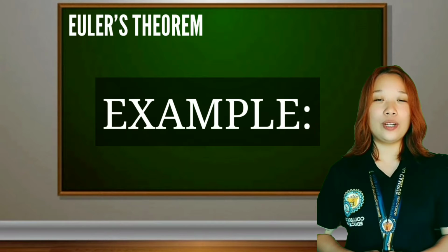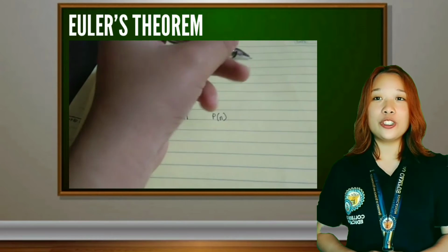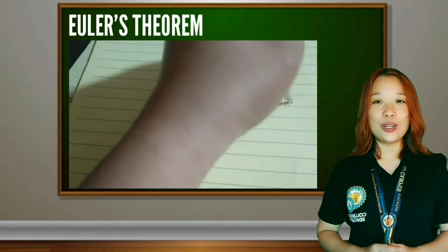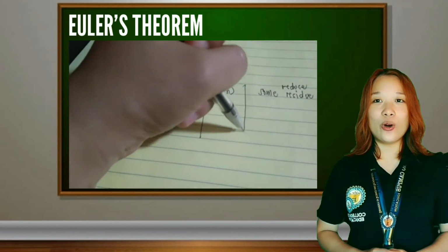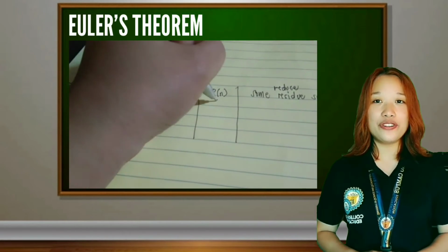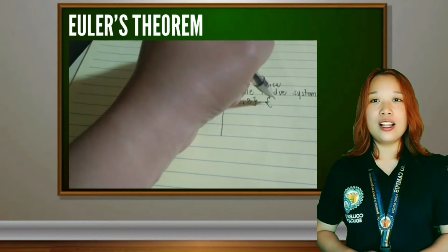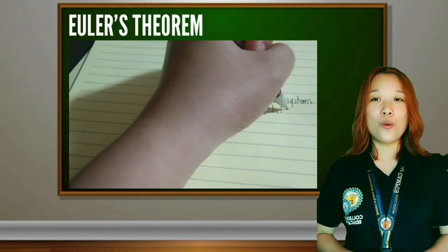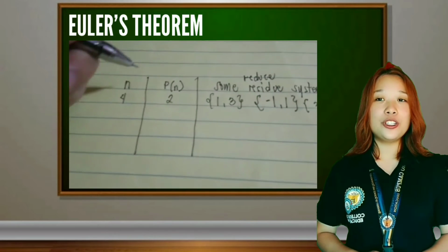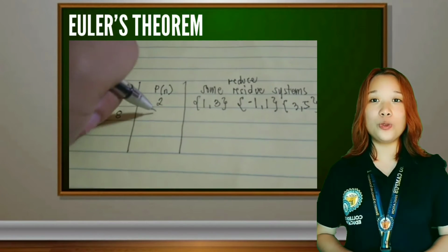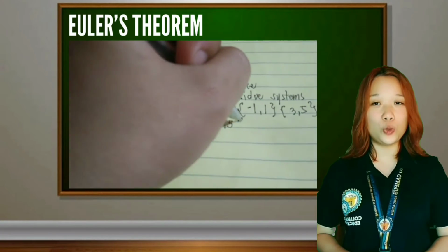Here is an example to get an idea of phi of n and some reduced residue systems. So here n equals 4. Then write all the numbers between 1 and 4 that are relatively prime to 4, so that will just give you the numbers 1 and 3. As you can see in the example, the two numbers in this set tell us that phi of 4 is 2.